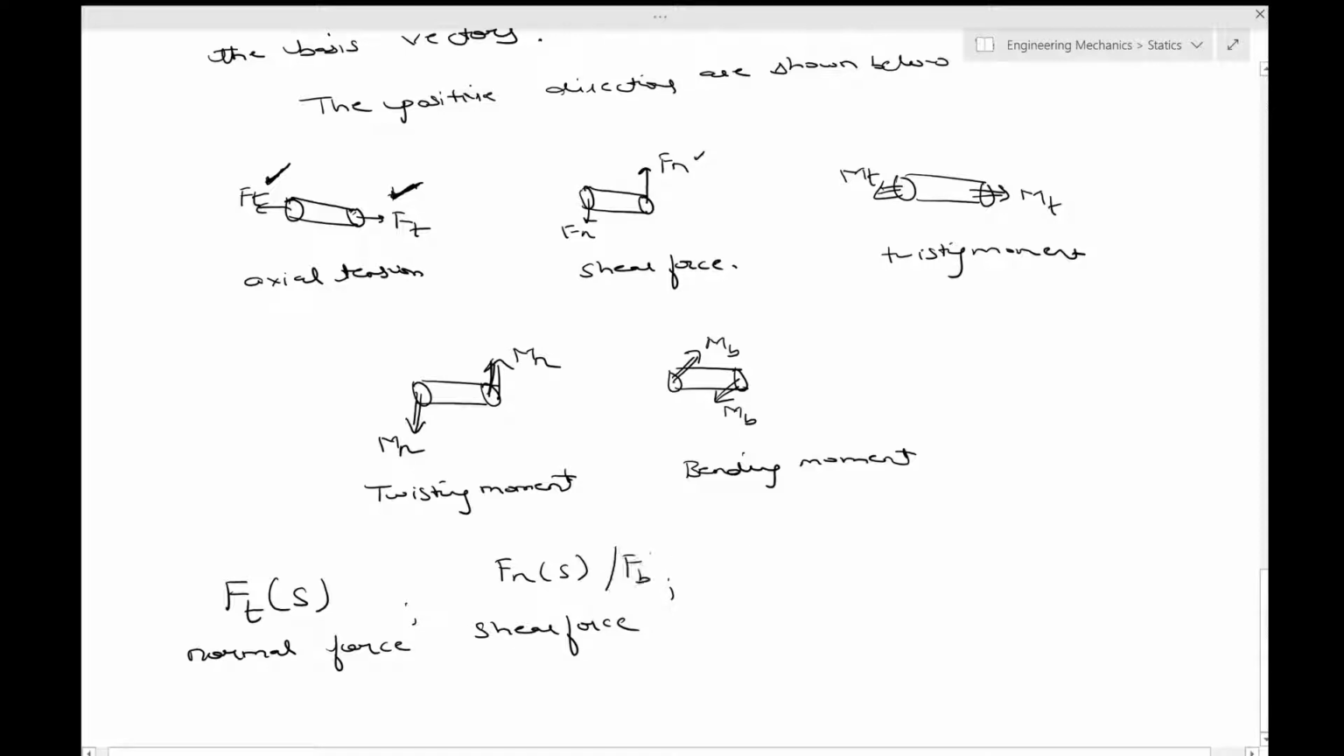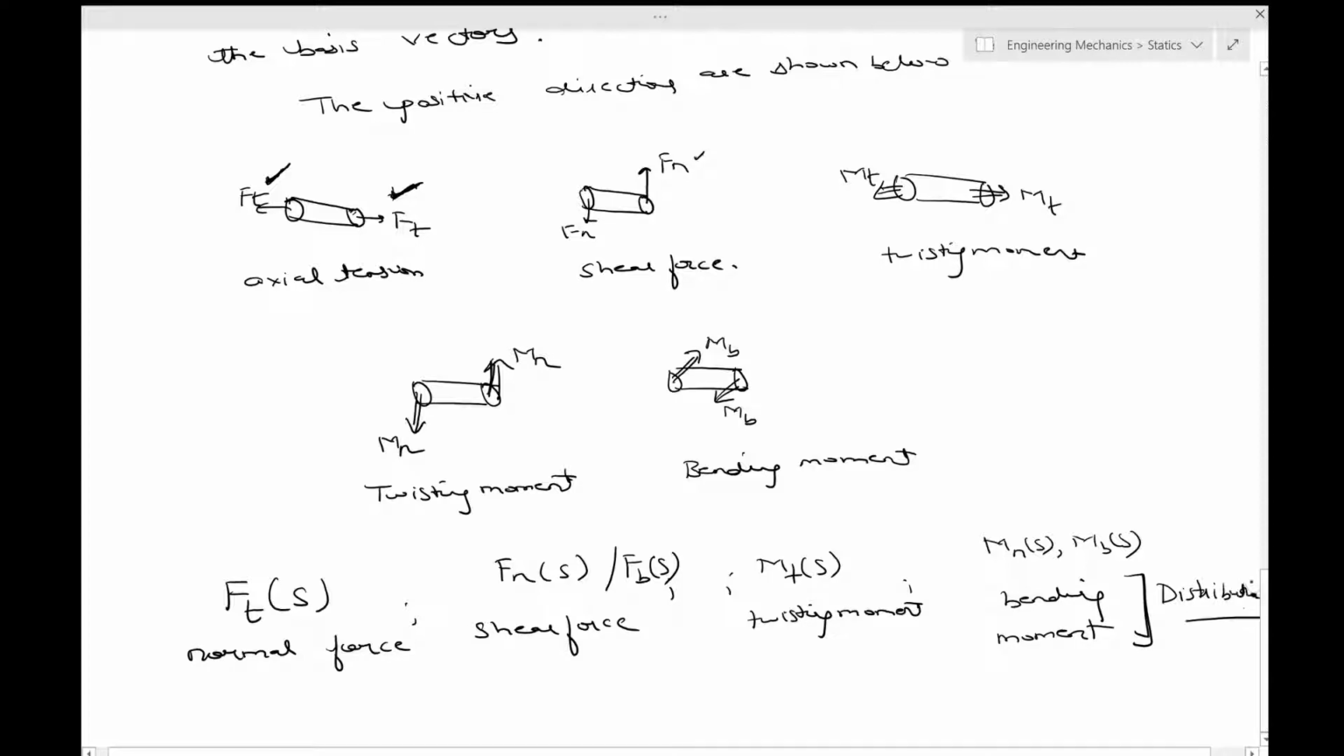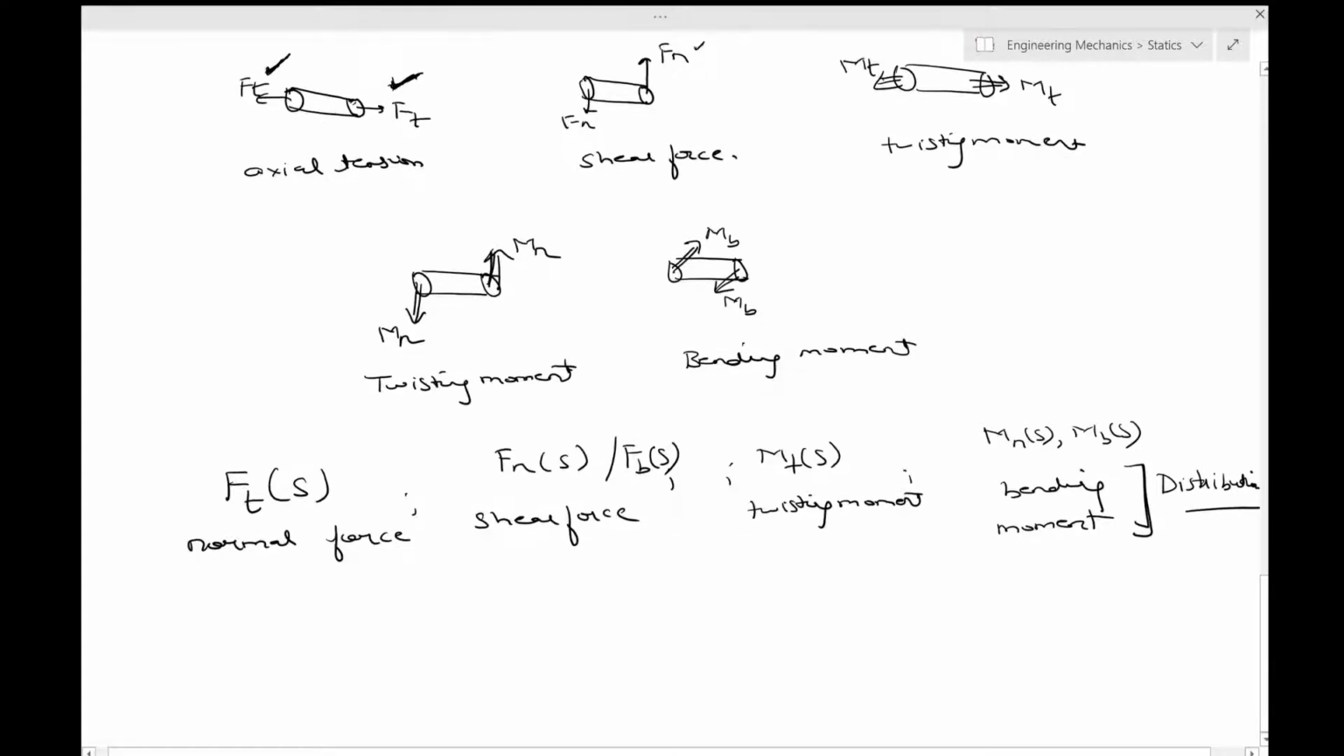It will also be FB of S. Okay, and then MT of S, twisting moment, and bending moment, MN of S, MB of S. Since all of them depend on what point you are at, these are all called distributions: normal force distribution, shear force distribution, twisting moment distribution, and bending moment distribution.